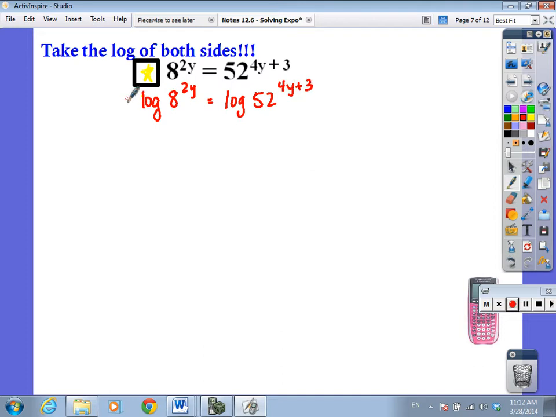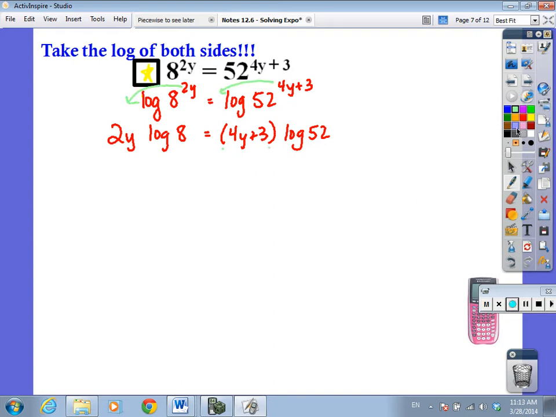I'm going to pull that 2y out in front, and I'm going to write 2y times the log of 8. On the right, I'm going to write 4y plus 3 times the log of 52. Notice that there were two terms in this exponent on the right side, so when I pulled it forward, I had to make sure that I had parentheses around it.